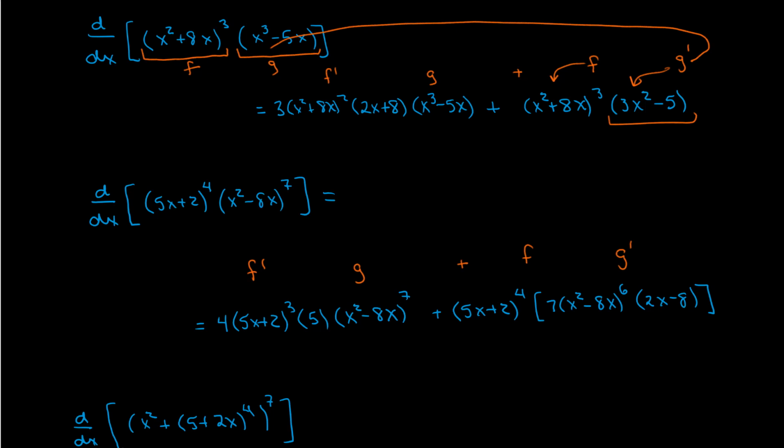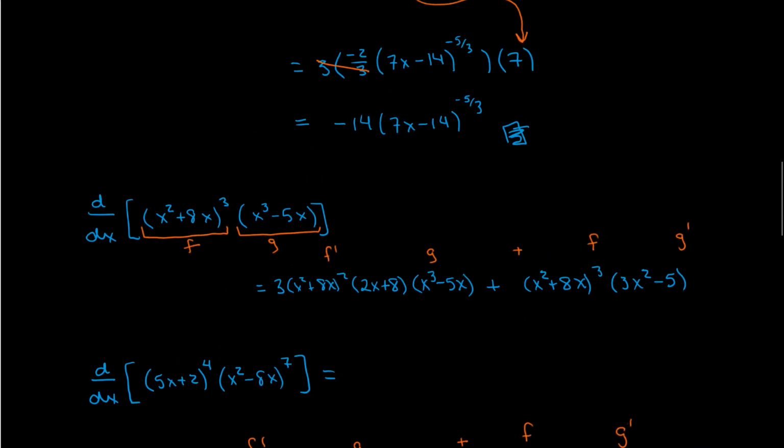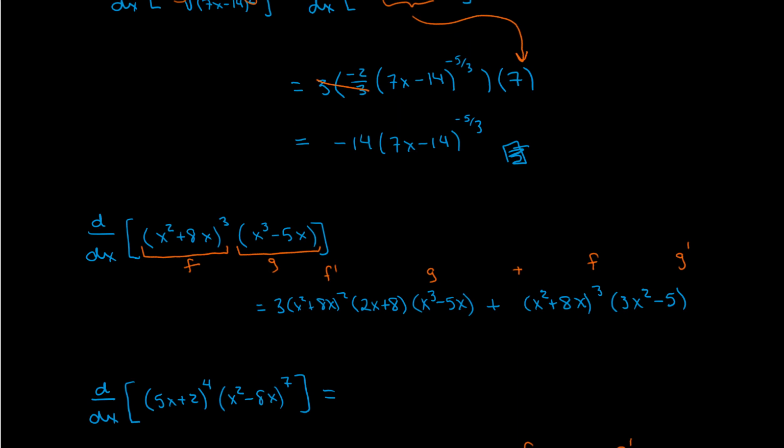The derivative of x cubed minus 5x is 3x squared minus 5, and there you have it. Okay, so at this point, we now have the derivative, and notice it required 2 steps. A first step where we identified this as a product rule, and a second step where we applied the chain rule as it was needed in the product rule.